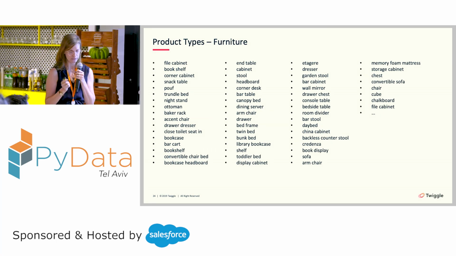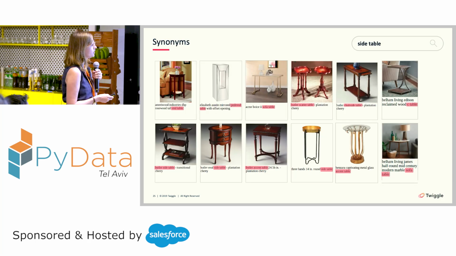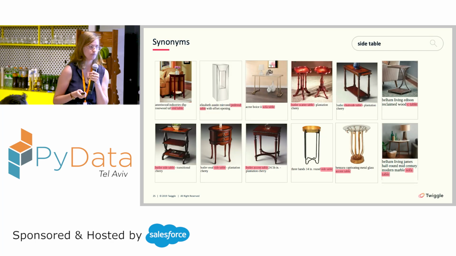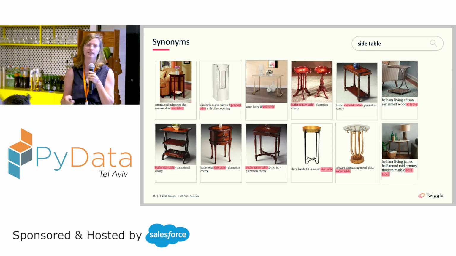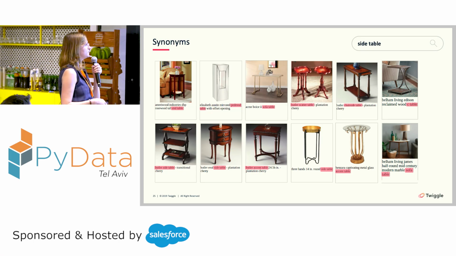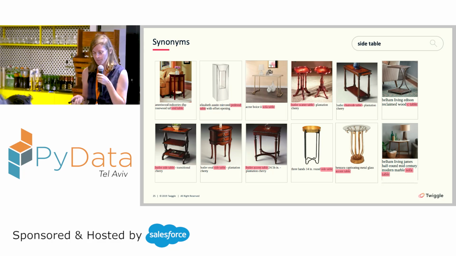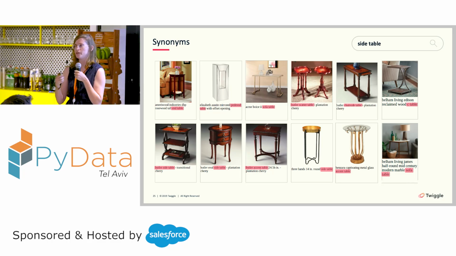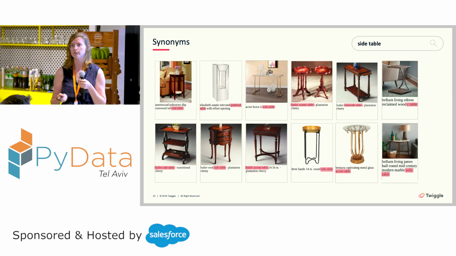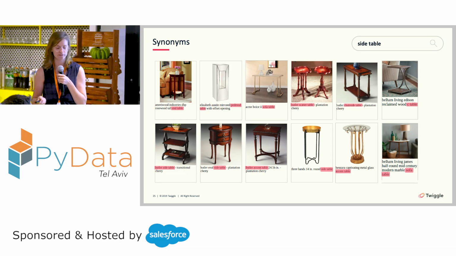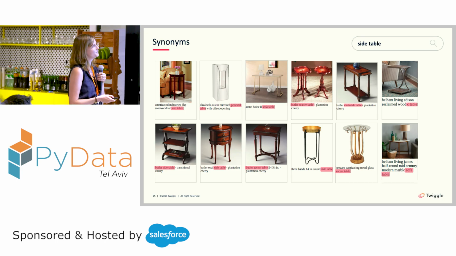And what's cool is that we're able to capture a lot of synonyms. For example, the product side table can be called by many different names, like accent table, sofa table, pedestal table, and on and on. If a person had to go and look for all of these synonyms, it probably would have taken a long time, but here we just got it from the clustering. So I think that's kind of cool.